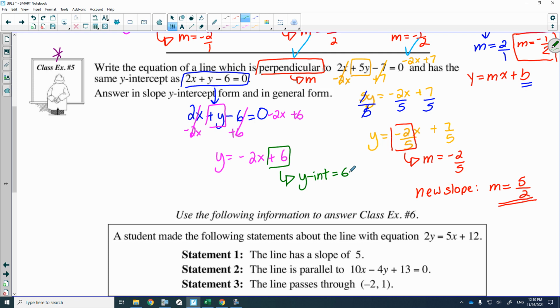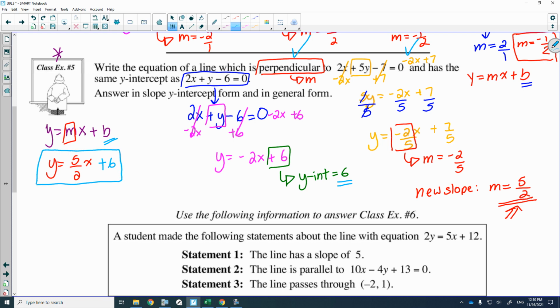So you say, okay, they want a new line. Y is equal to mx plus b. Let's take out the m. I know that the m is 5 over 2. Then I need to say, what was that b value? What did they want my y-intercept to be? They wanted it to be the 6. This was my y-intercept, plus 6. That is the answer. They wanted two answers, but this is the answer in slope y-intercept form.